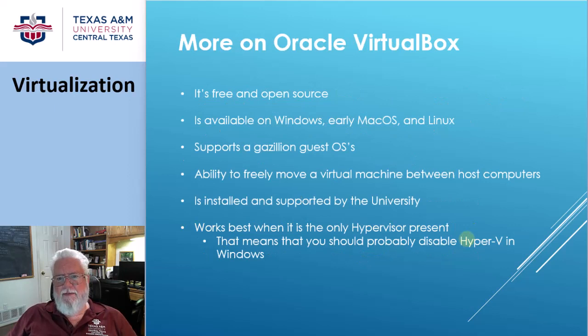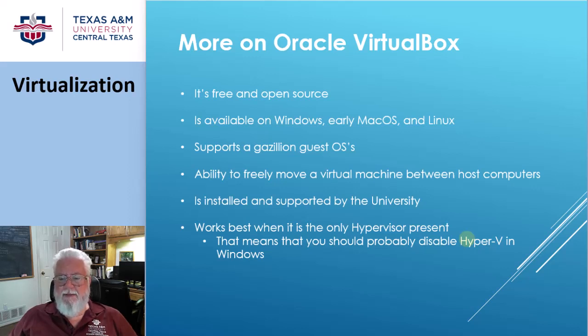So let's talk about Oracle VirtualBox. It is free and open source. It's available for Windows, the early Intel versions of Mac, and Linux. It supports a gazillion operating systems. And if you wanted to go back in time and install some ancient thing, like Windows 2000 or something like that, VirtualBox would probably be the only option available to you. I like being able to move a virtual machine between computers, like between the classroom computer and my computer at home. Man, that's fantastic. It's installed and supported by the IT folks at the university.